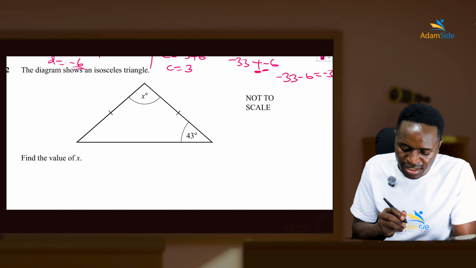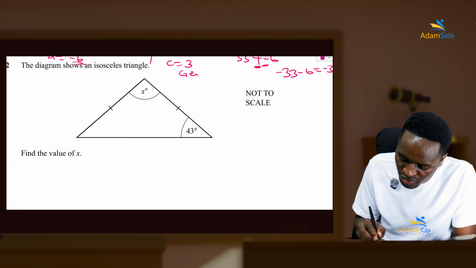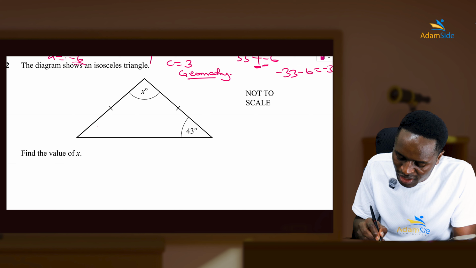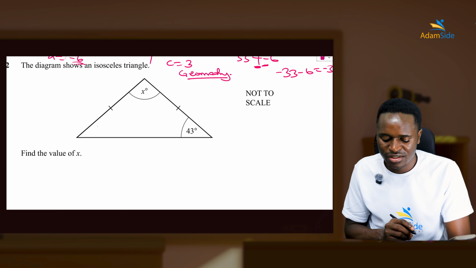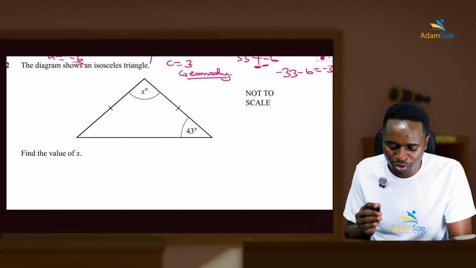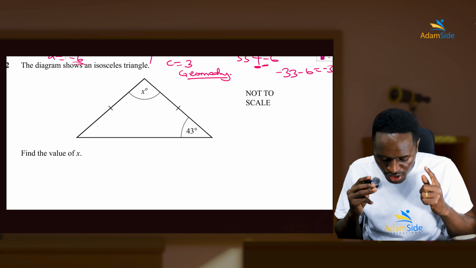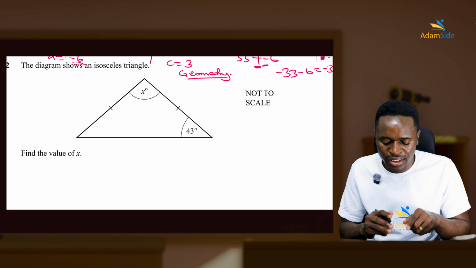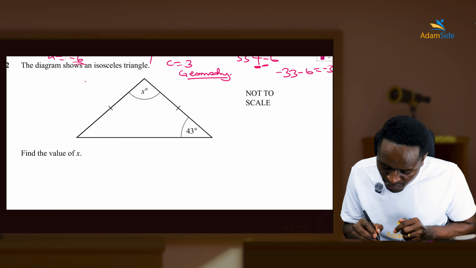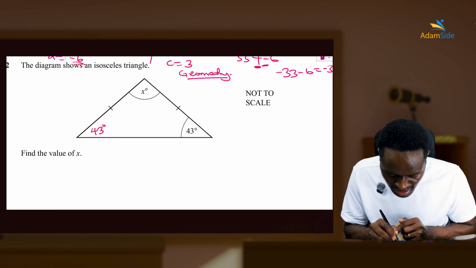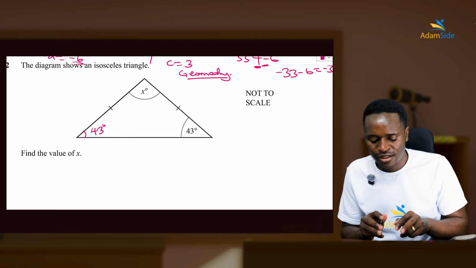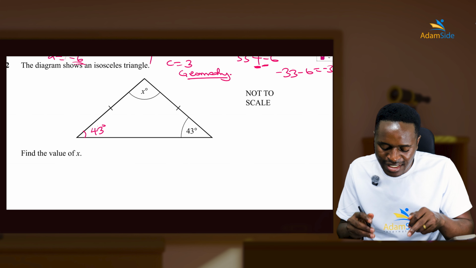The next question comes from the topic of geometry. So here we're talking about geometry. The diagram shows an isosceles triangle. An isosceles triangle has one property: it has two sides that are equal and two base angles that are equal. Therefore, if this is 43, this angle is also 43 degrees. So two base angles are equal and two sides are equal.